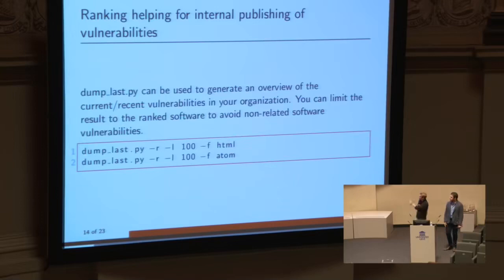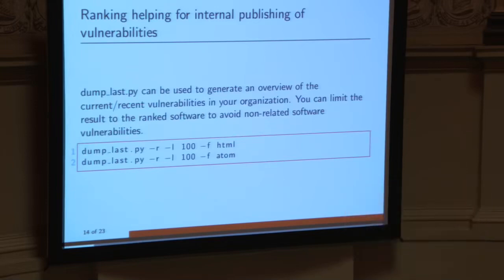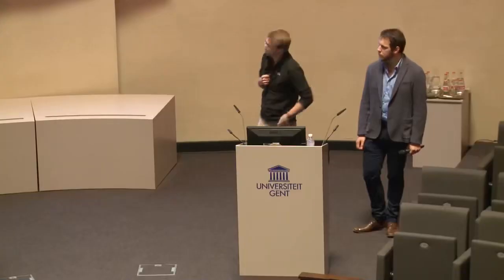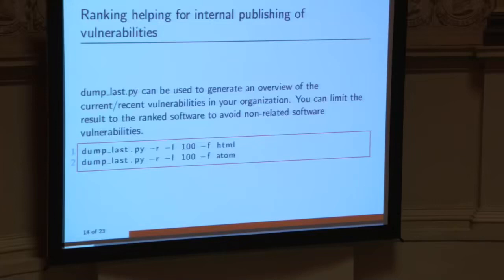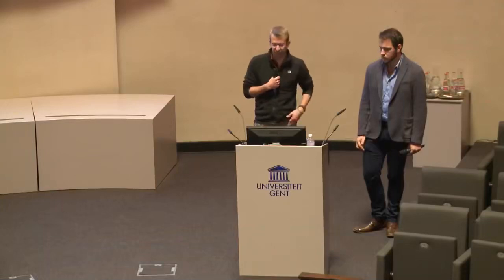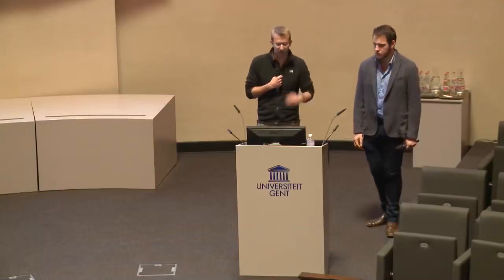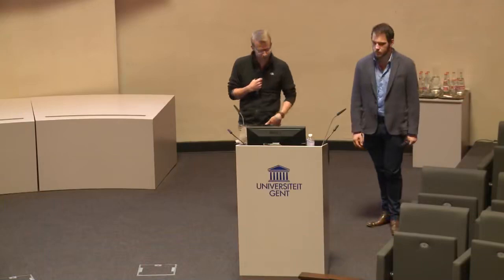So you can use dump last, and -R means that you just want to see the latest vulnerabilities with a specific ranking. You have different output formats, so you can parse it for other uses. For example, I know some organizations that do it to put them on the IT staff intranet, so that they can look directly at what they need to patch.